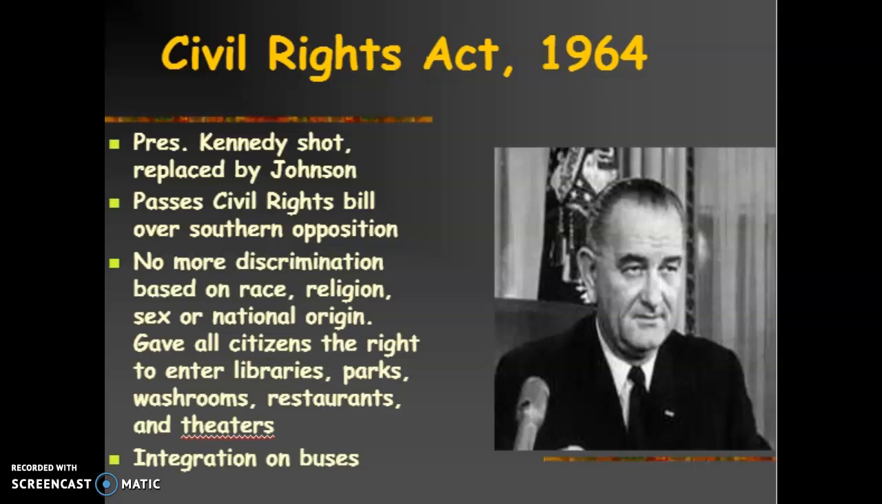But how he became president was he was actually the vice president, and President Kennedy was shot and killed, so Johnson took over. And so he was responsible for passing this thing called the Civil Rights Act, and it was very much not taken very well in the South, of course, because that's where a lot of the segregation and things were still going on.